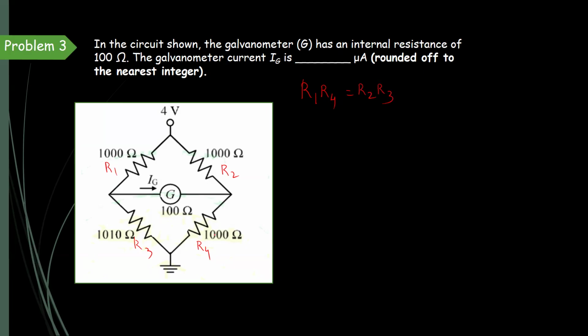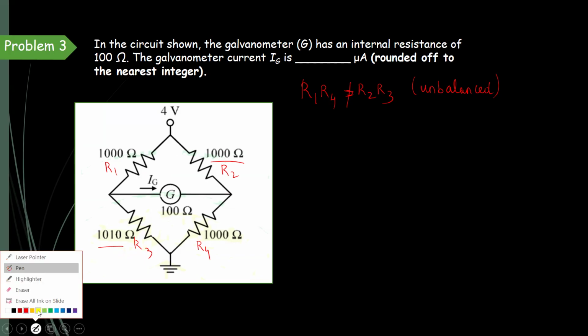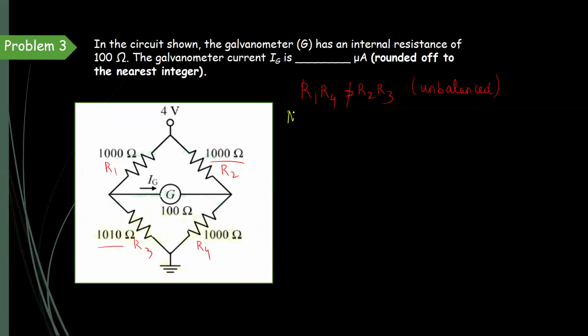Now find the product. This is 1000 into 1000, and here 1000 into 1010. So it is not equal, so it is not in balanced condition. It is an unbalanced bridge. So we need to find the current value. It is some microamps only. We need to find the current value by any method. Here I am going to use the nodal analysis method.